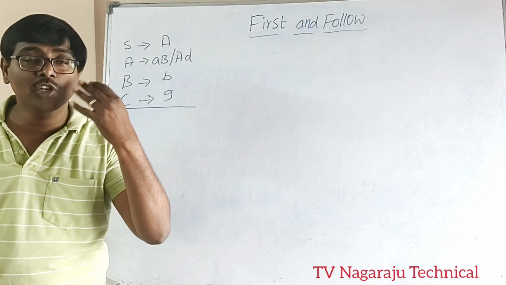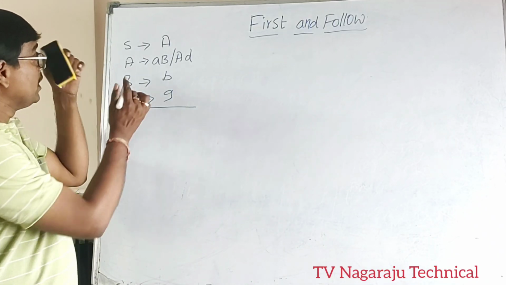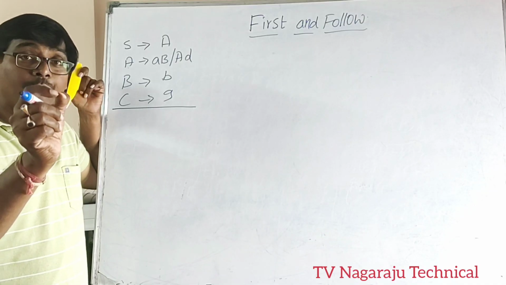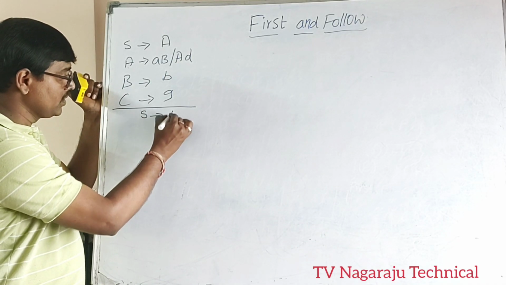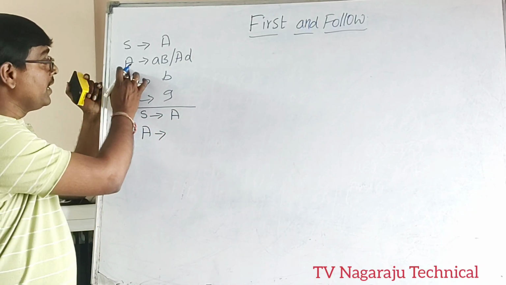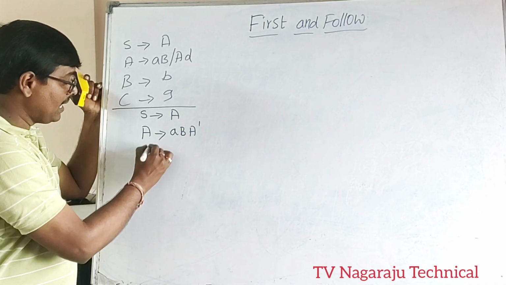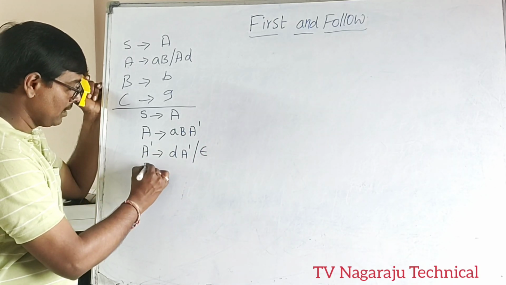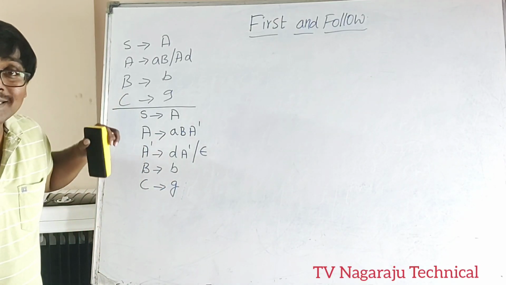That is, if any production has left recursion, you need to eliminate the left recursion first. If you observe, A → AD, so this grammar is left recursive. So the first step is to eliminate the left recursion. S → A. Now you know the procedure of left recursion elimination. A → aBA', A' → dA' | ε, B → b, C → g. Now this is the grammar.